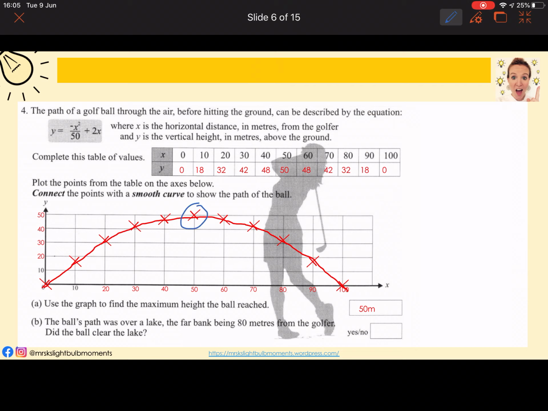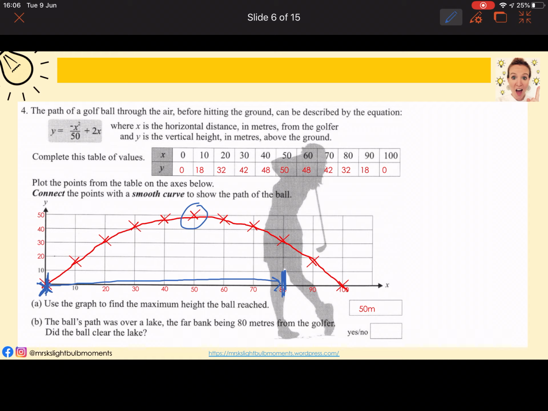The ball's path was over a lake, the far bank being 80 metres from the golfer. Did the ball clear the lake? So we've got a lake 80 metres away. Imagine the golfer is stood here at 0, 0, because that's where the ball starts. The lake goes for 80 metres, all the way up until here, and then stops. Then there's the far bank of the lake. Okay, so we've got water between those 2 points, and we've got banks either side.